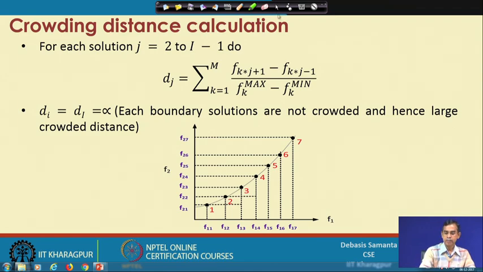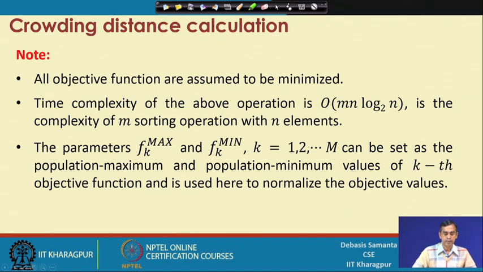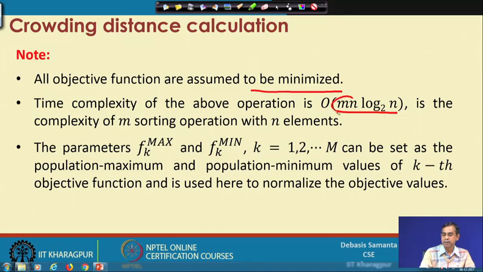Now, once the crowding distance of all solutions is calculated, we can apply the crowding sort procedure. Here we have mentioned that all objective functions are to be minimized, as in our previous discussion. So far as the complexity of the crowding distance calculation is concerned, because it is a sorting method, its sorting complexity is m n log n, where n is the size of the population. And fk max and fk min are the two limiting values, and we divide by the difference between the limiting values to normalize the objective values.